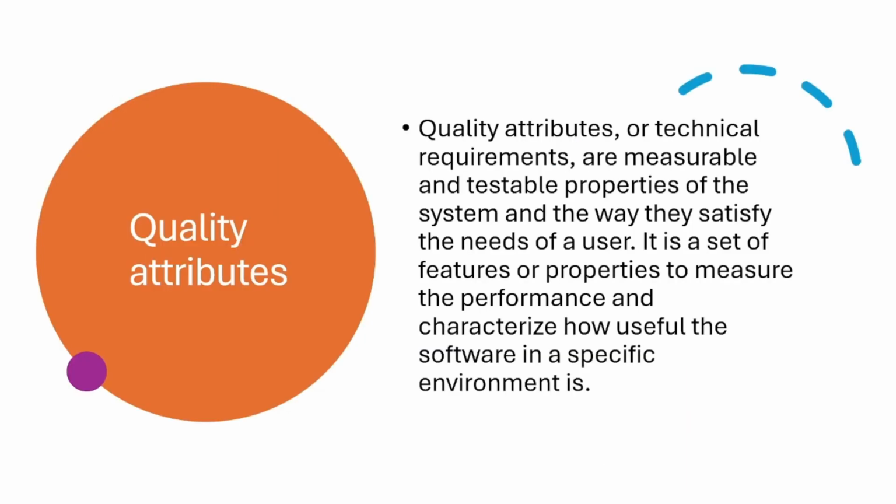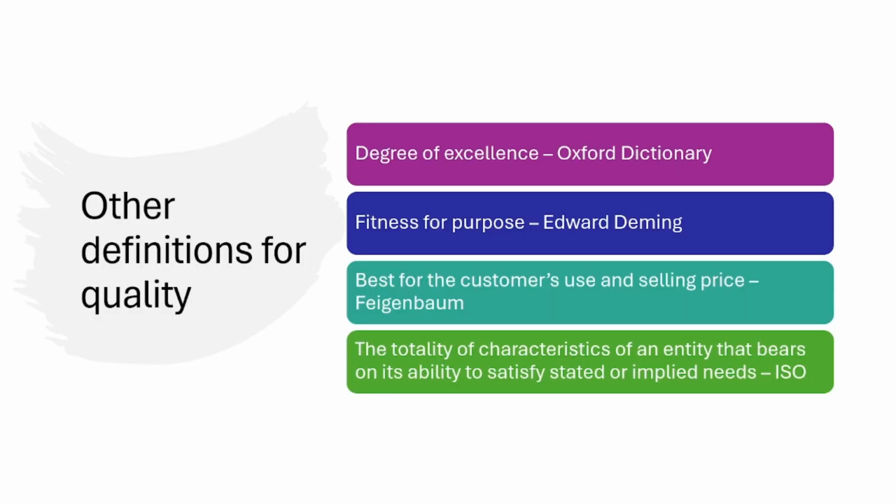On the other hand, quality attributes or technical requirements are measurable and testable properties of the system and the way they satisfy the needs of a user. It's a set of features or properties to measure the performance and characterize how useful the software in a specific environment is. And of course, we have other definitions for quality, but I'm going to let this topic be introduced by my teammate Tariq Alzahrani, and thank you for listening.